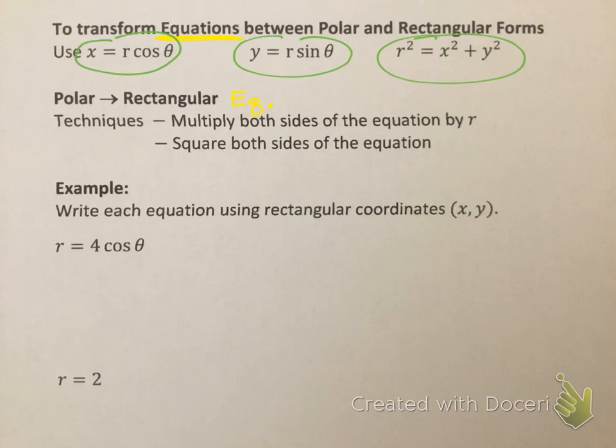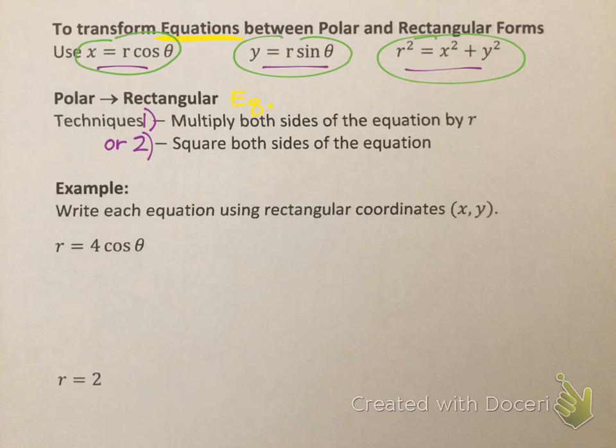Now, when you are going from polar to rectangular, you've got 2 techniques. You can use this, or you can use this. Those are the only 2 things you are allowed to do that's going to get you anywhere, changing from a polar equation to a rectangular equation. You're going to pick one of those 2, and then you are going to look for these relationships.